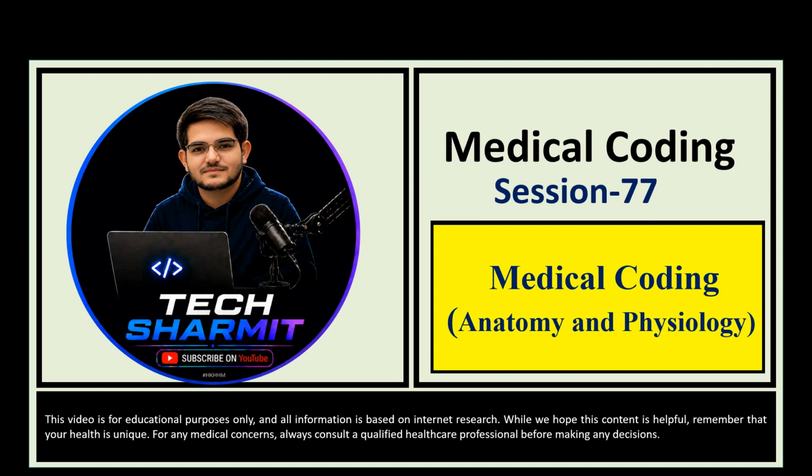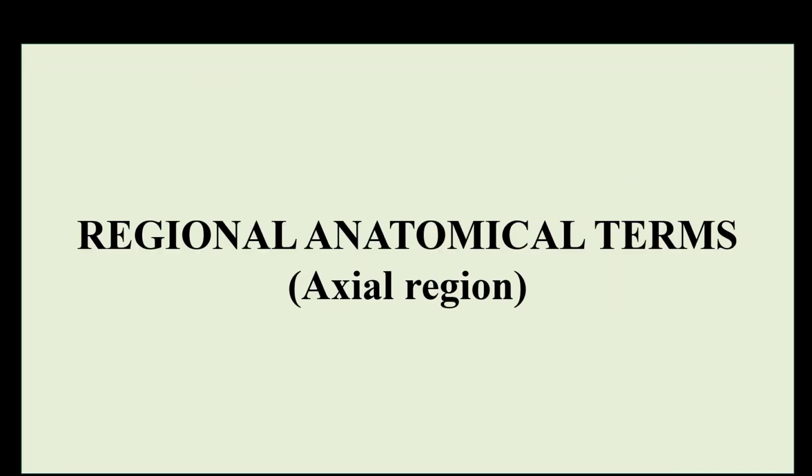In this session, we are going to talk about another very important topic related to medical coding, anatomy and physiology, that is related to the regional anatomical terms. So here we will talk about what is regional anatomical terms, how many types of regions are there broadly as well as the subcategories, and we'll see all the body parts that come into that region. By the end of this session you will be able to understand what is regional anatomical terms and what all body parts come under that.